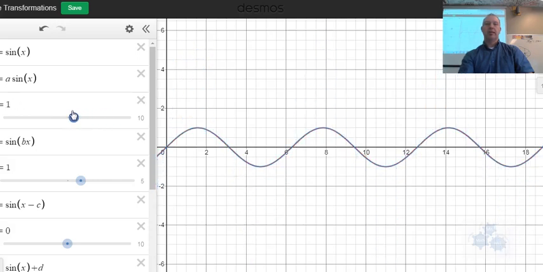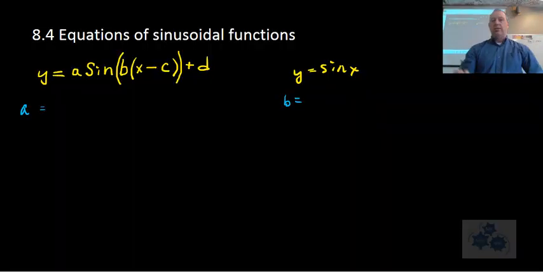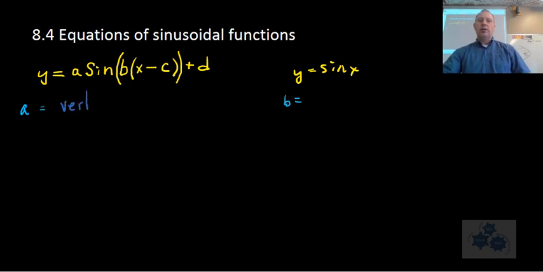Awesome. Okay, let's go back to A equals 1, or I can just maybe deselect that one. So let's just jot down what we learned here about A. The absolute value of A would be the amplitude. So A is what's called a vertical stretch.